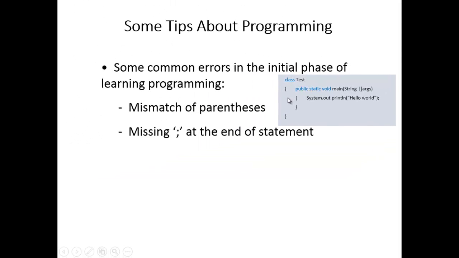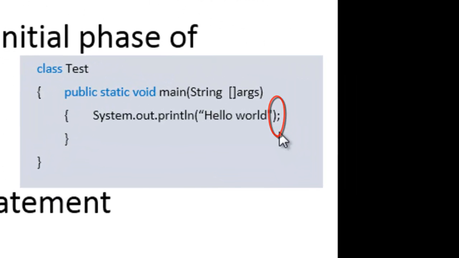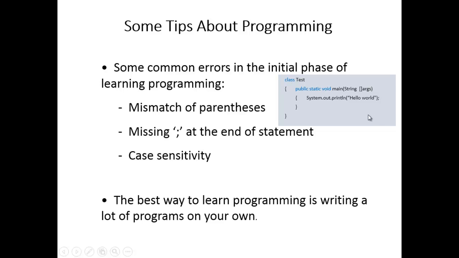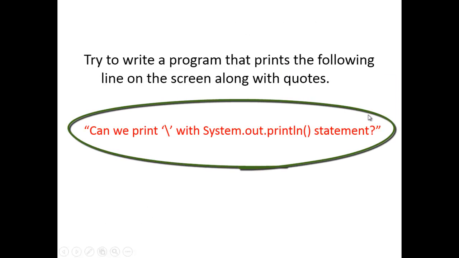Another common mistake is the semicolon, a missing semicolon at the end of a statement. Sometimes we forget to put the semicolon at the end of a statement. And case sensitivity: Java is a purely case sensitive language. The best way to learn programming is writing a lot of programs on your own. Try to write a program that prints the following lines on the screen along with the quotations.